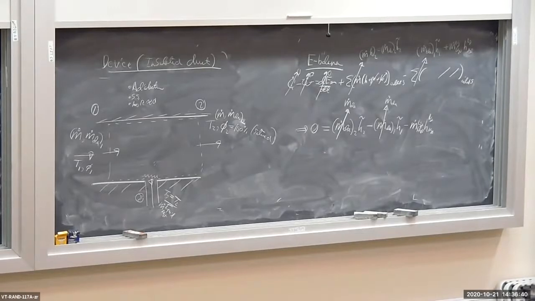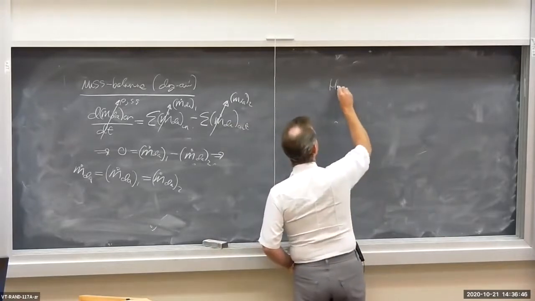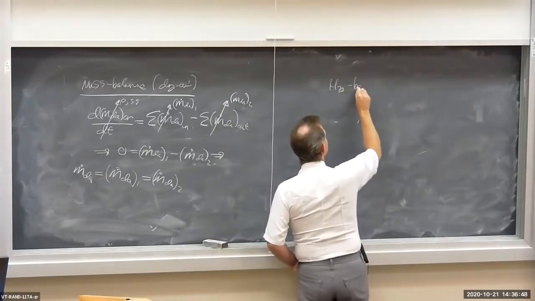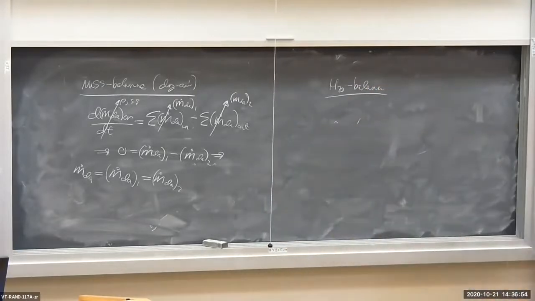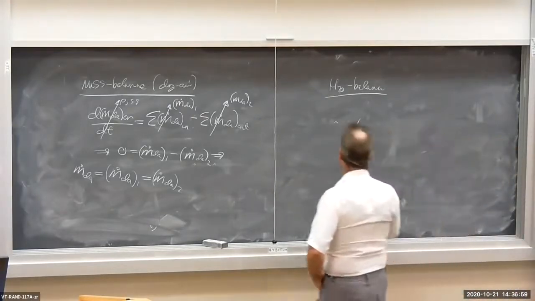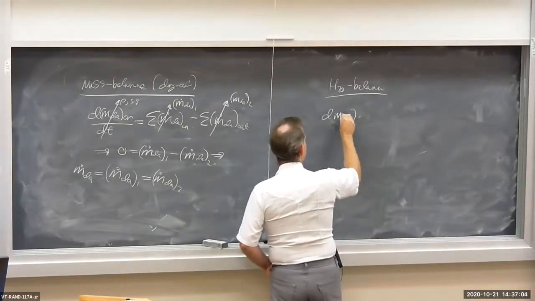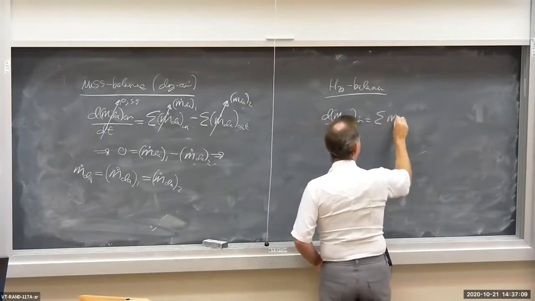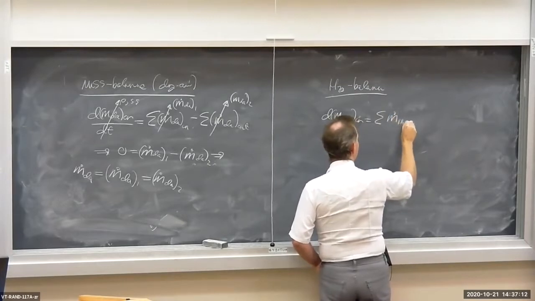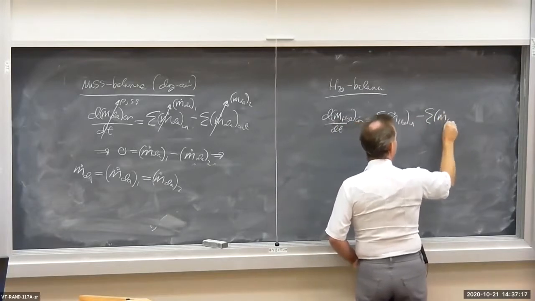Now let's do an H2O balance, the water component, liquid and vapor. Okay, so same thing here. The time rate of change of H2O within my control volume is equal to the sum of the inflows of H2O minus the sum of the outflow of H2O.